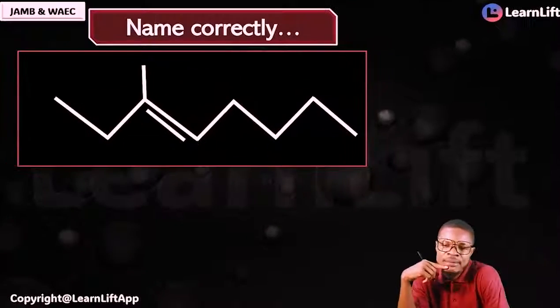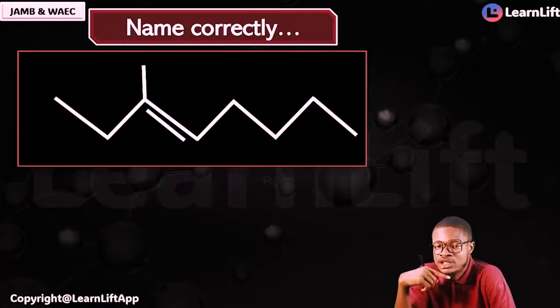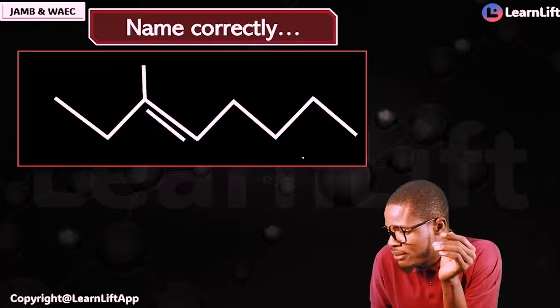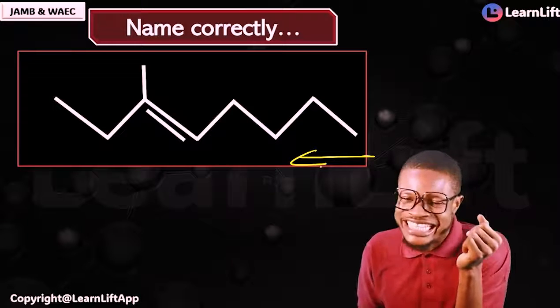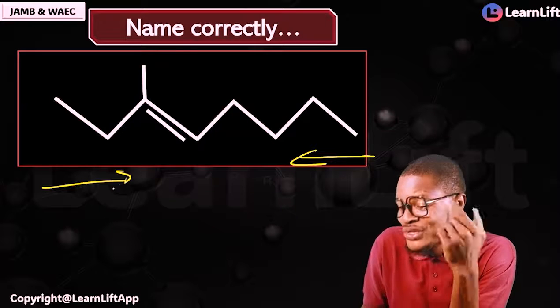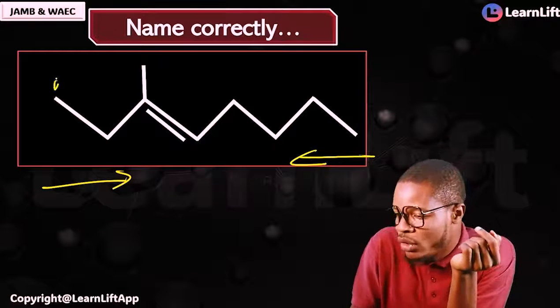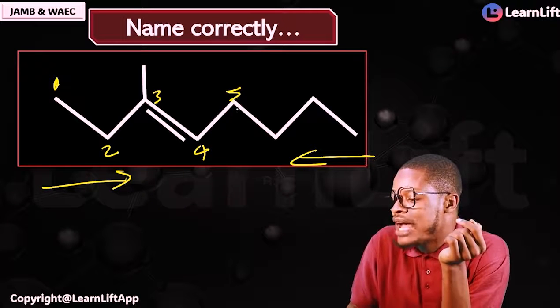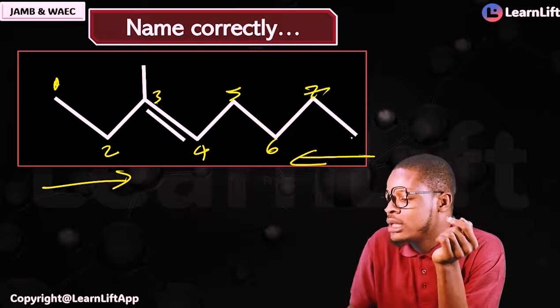Another one very fast. Name this compound. See that this one is a zigzag representation. I don't even need to go far. Where do you start counting from? Is it from here? Everybody shouting, no, sir. It's not from there. You are correct. You start counting from here. Here is your 1. Here is your 2. Here is your 3. Here is your 4. Here is your 5. Here is your 6. Here is your 7. And here is your what?